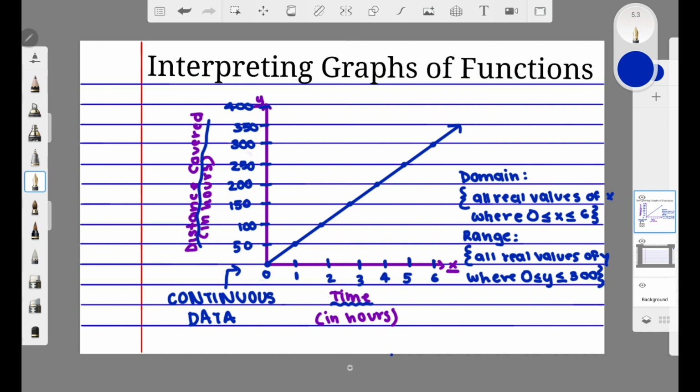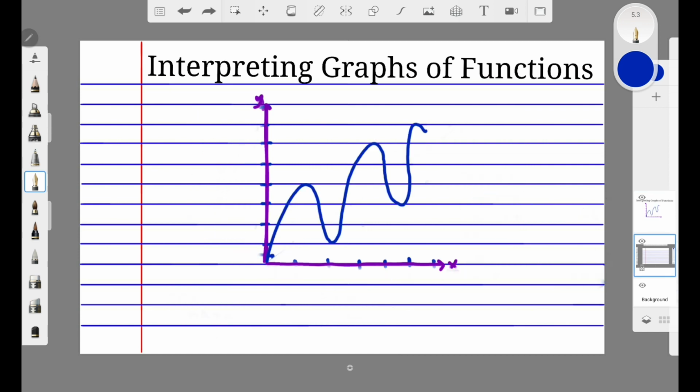We can also tell from a graph whether it is continuous data or discrete data. Continuous data means the points in the graph are connected and there are no breaks. Whereas if we had discrete data, we might have one point here, one point here, and one point here. This is discrete. It's not continuous and it's not connected.